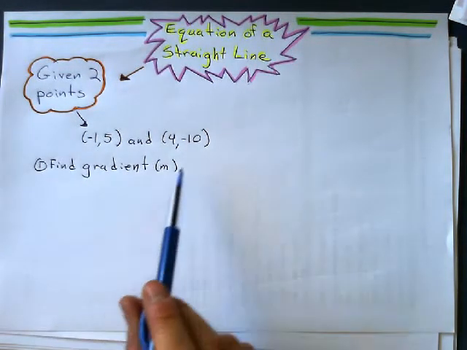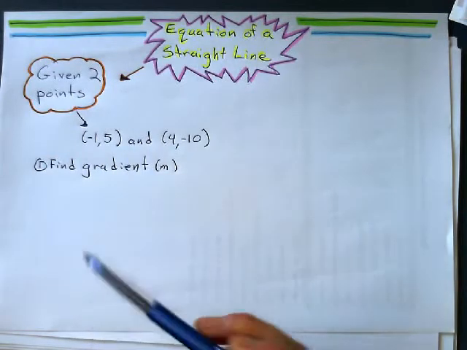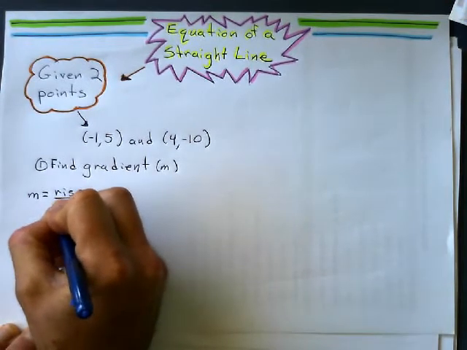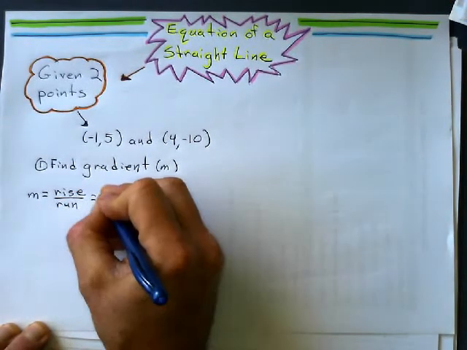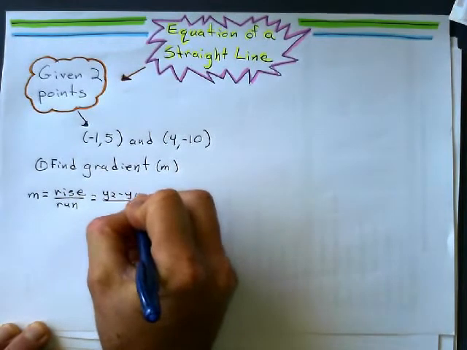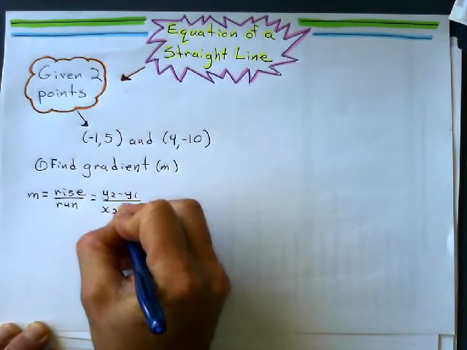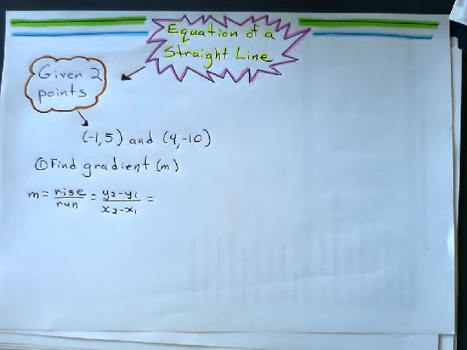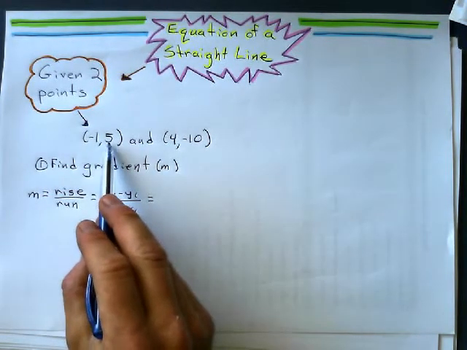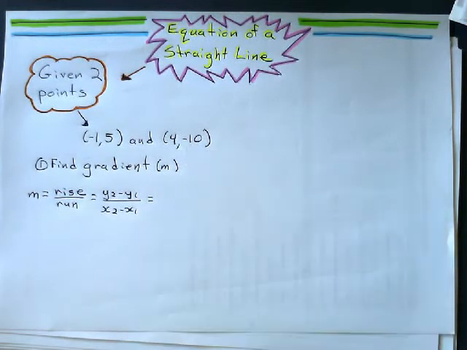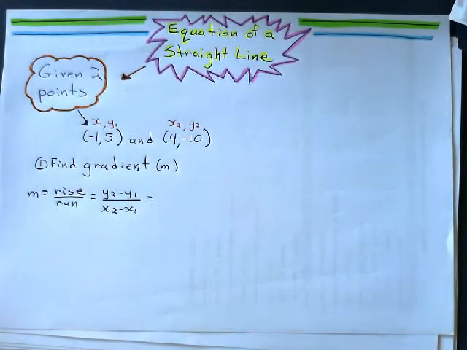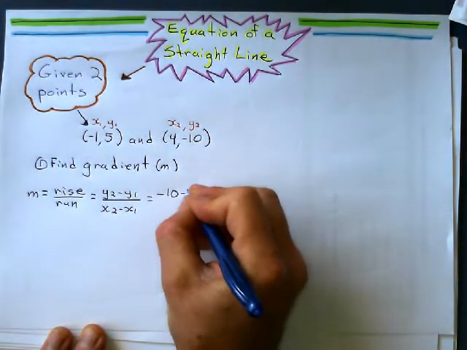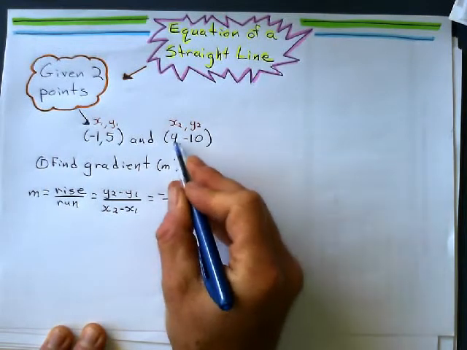So if we want to find the equation of a straight line, we need to find the gradient of that line. And you go, okay, what's the gradient? It's the rise over run, which means the change in y over the change in x. And at this point, if you want to label x1, y1, and x2, y2, you can. We can label them up there, and then we say, okay, that's -10 minus 5. There's a change in y over the change in x.